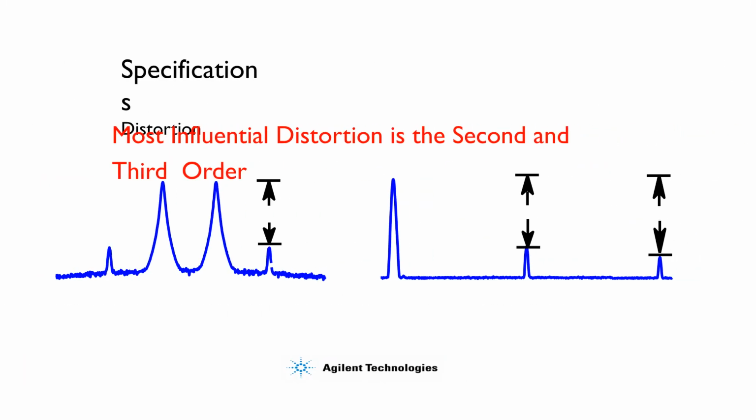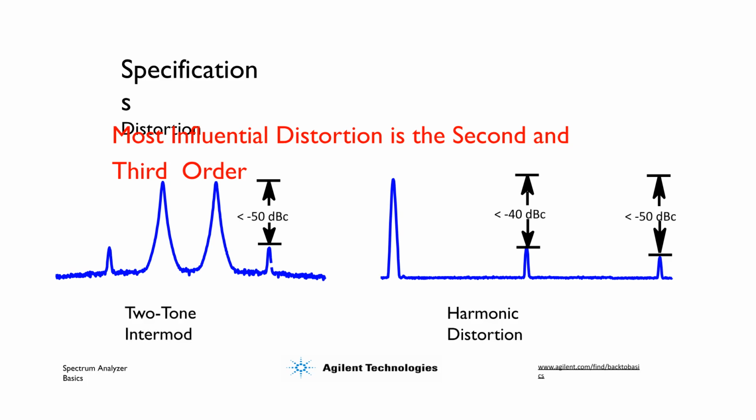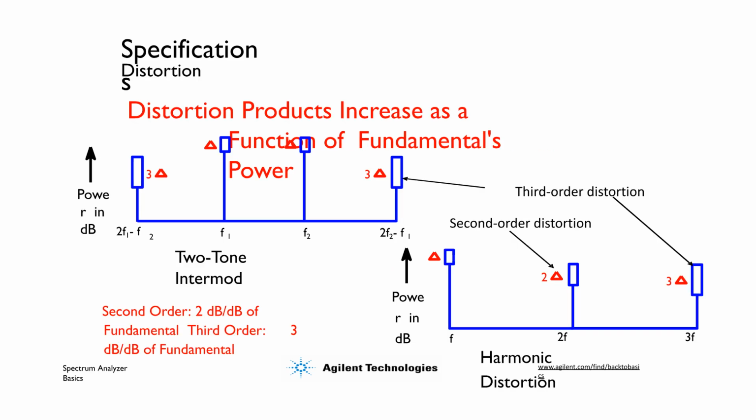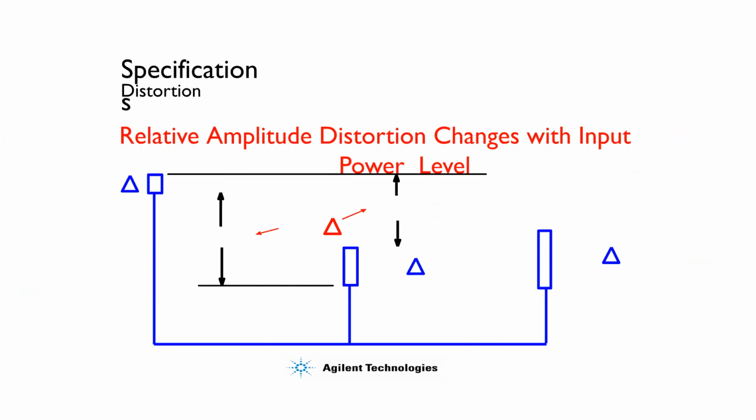The most influential distortion is the second and third order. This includes two-tone intermodulation and harmonic distortion, both represented graphically as signal spurs. Distortion products increase as a function of the fundamental's power. Second-order distortion increases by 2 decibels per decibel of fundamental, and third-order distortion increases by 3 decibels per decibel of fundamental. The relative amplitude distortion changes with the input power level.